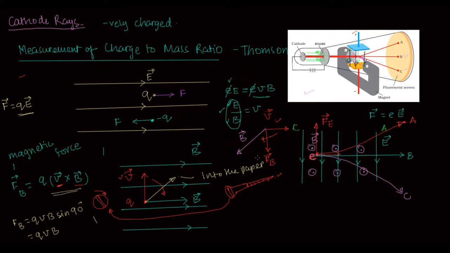Now what happens? You know this distance. The distance from the center of this to this point is known. That is measurable, right? Now you switch on your electric field, correct, and measure this distance. Let this be, say, S.